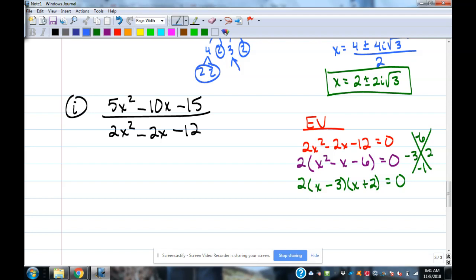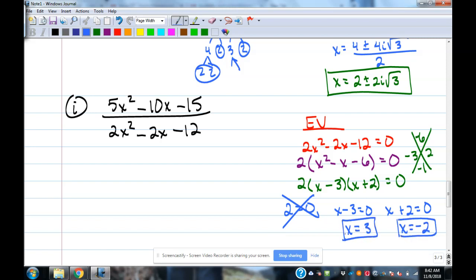So set those equal to 0. What about this 2 that's out in front? Does it give us an excluded value? Does 2 ever equal 0? It just goes away. X minus 3 equals 0. X plus 2 equals 0. So we get x equals 3. X equals negative 2. Those are our excluded values.